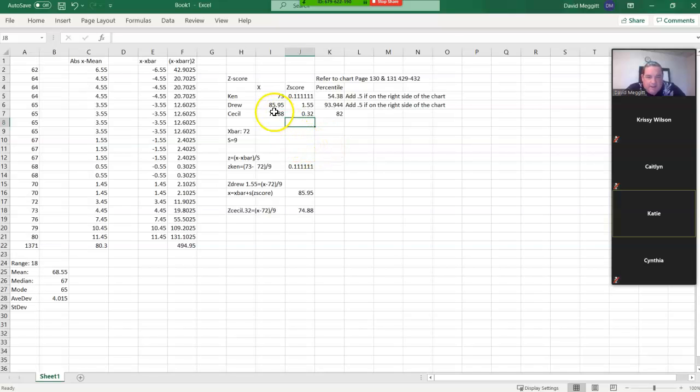Now if everybody had solid scores, I'm willing to bet that this is actually 86 and this is actually 75, which would still give us the same numbers. So I would be okay if y'all hand me in 85.95, especially if I could see what y'all did. So should be good. Any other questions on chapter 5?